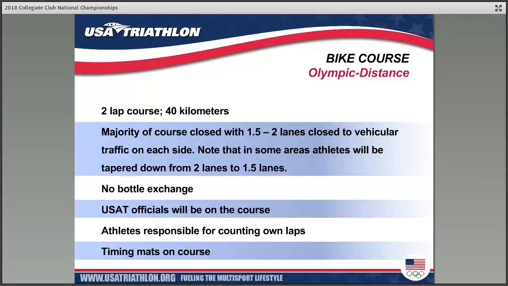The Olympic distance bike course will be a 2-lap 40K course. Again, the majority of the course is closed with 1.5 to 2 lanes of closed traffic for vehicles, so that'll be a true 1.5 or 2 lanes for athletes to ride in. No bottle exchange. There will be USAT officials on motorcycles on course, and athletes are responsible for counting their own laps. There will be timing mats on course, so ensure you hit those timing mat locations. Again, it's a 2-lap 40K course.